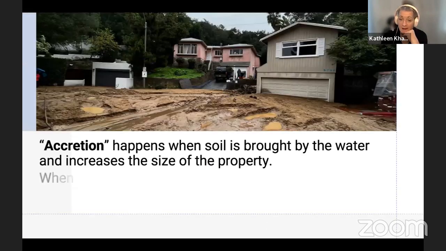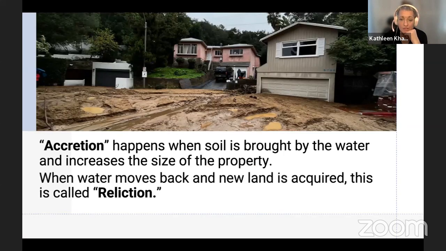Okay, now we haven't necessarily talked about accretion or reliction. Whoops, too far, Kathy, too far. Steve McQueen in the buttons over here, guys.